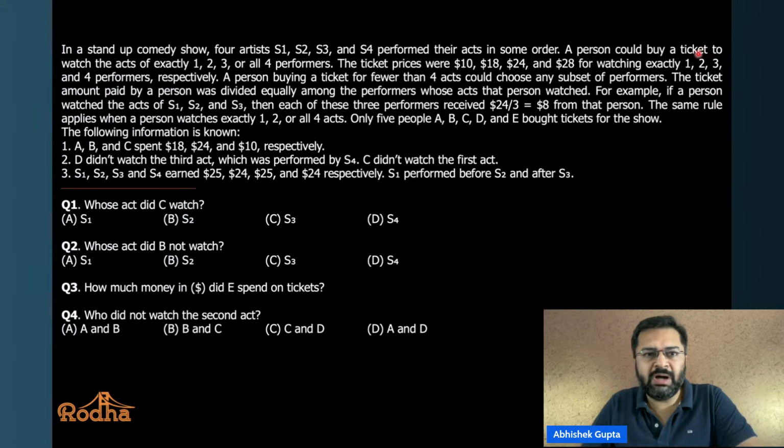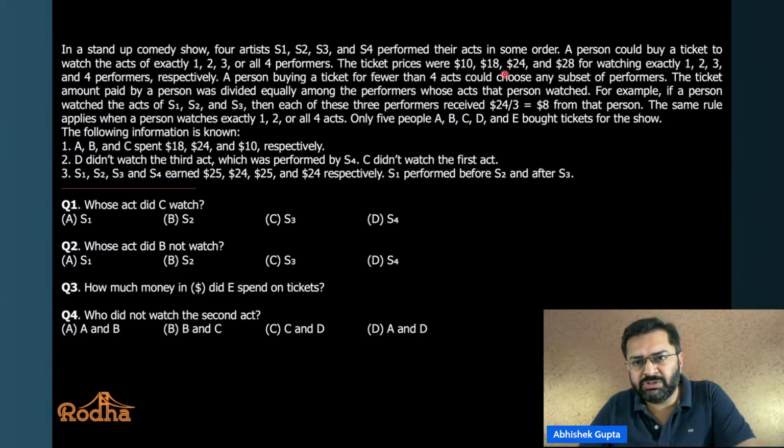A person could buy a ticket to watch the acts of exactly one, two, three, or all four performers. So one could choose to watch just one of them, two of them, three of them, or all four of them. So all the options are there. Ticket prices were $10, $18, $24, and $28 for watching exactly one, two, three, four. So if you want to watch multiple performers, you can buy the tickets in bulk, or you can just club them and get some discount.